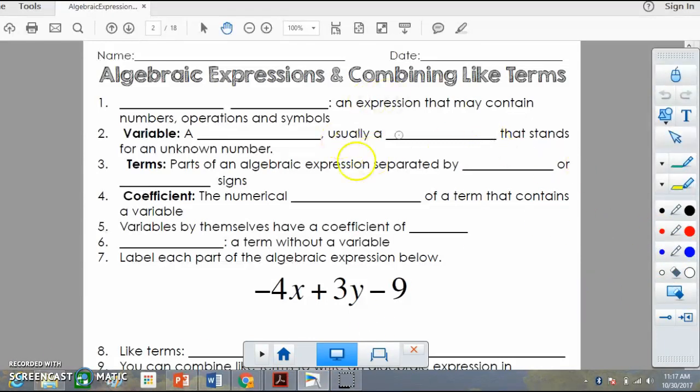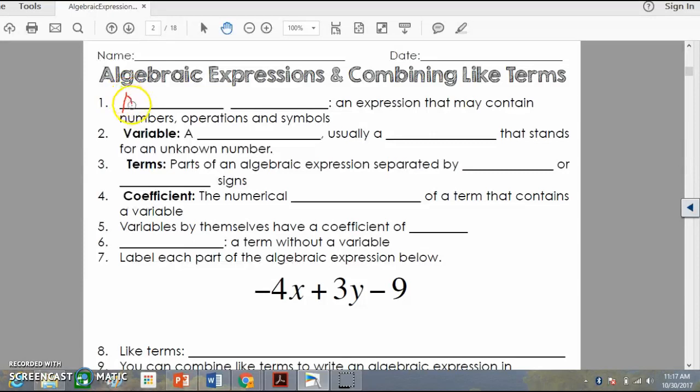All right, we're going to start right away with number 1. It says, what is an expression that may contain numbers, operations, and symbols? It is, of course, an algebraic expression. And I'm going to have trouble writing here. Algebraic expression. This is very hard for me because I don't have the tools that you do. That's an algebraic expression. Woo!